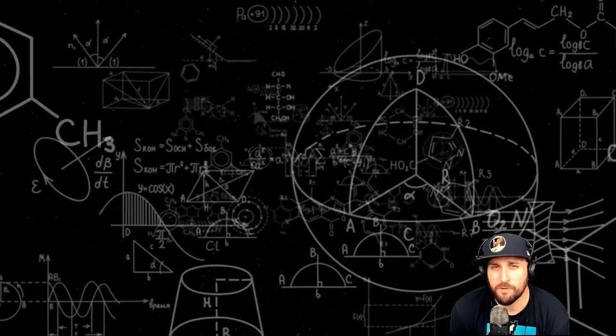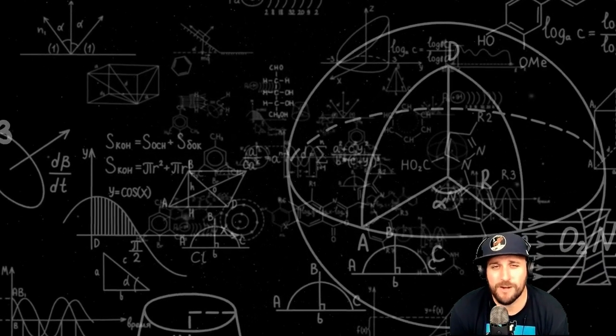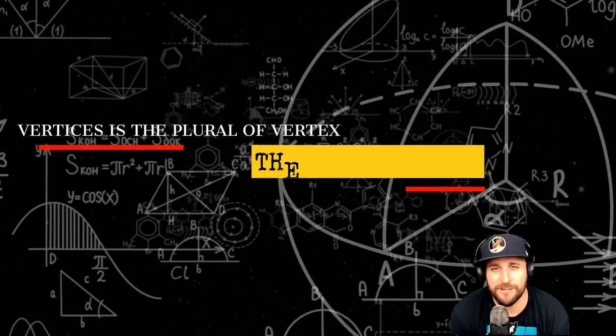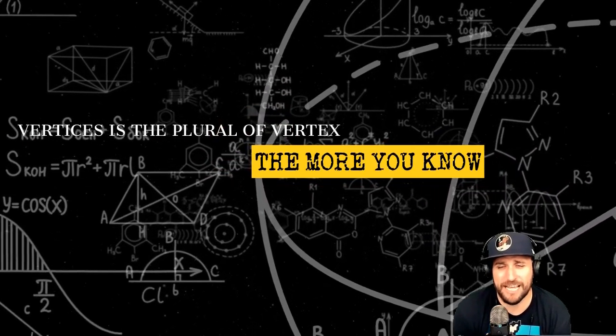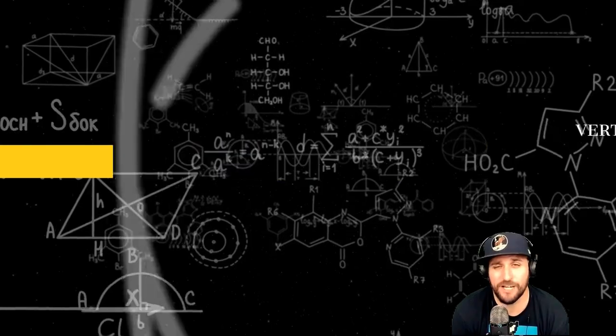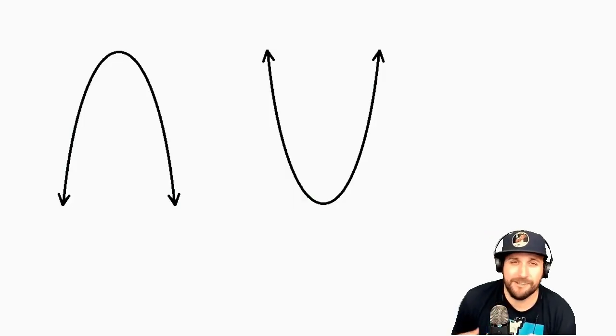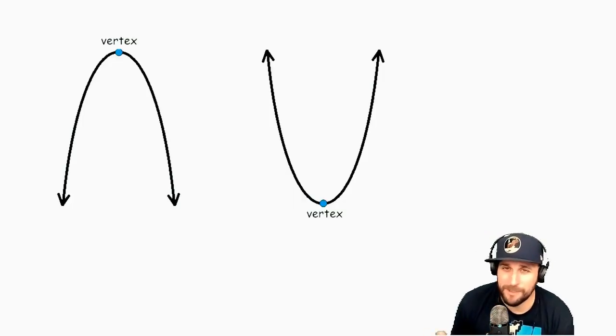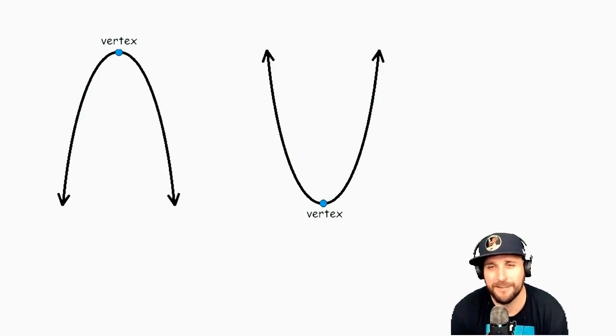Last thing, we're going to talk about some of the properties of a graph of a quadratic function. They have what are called vertices, vertex, plural, vertices, which is either a high point or a low point on a parabola. So if it opens upward, the lowest point on the parabola is called the vertex. If it opens downward, the highest point on the parabola is called the vertex.